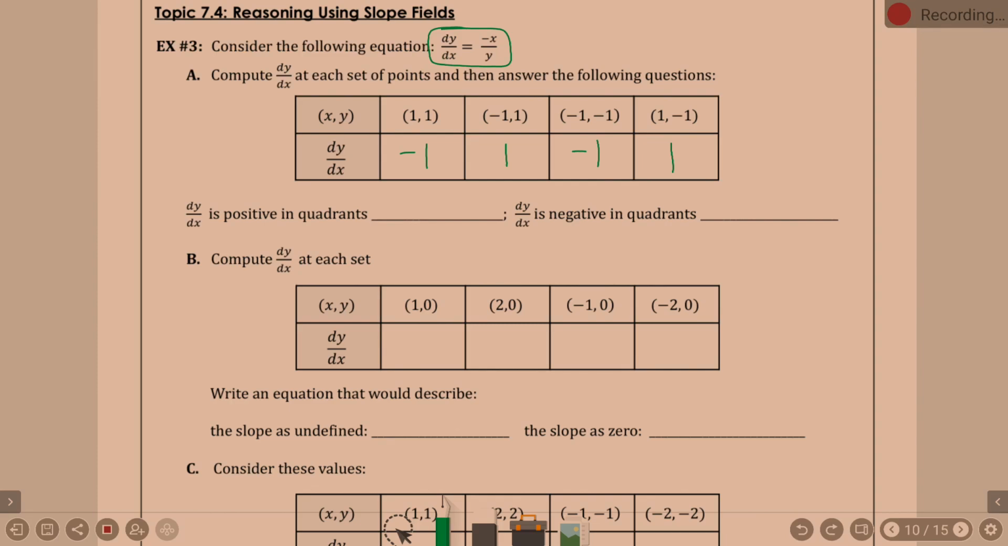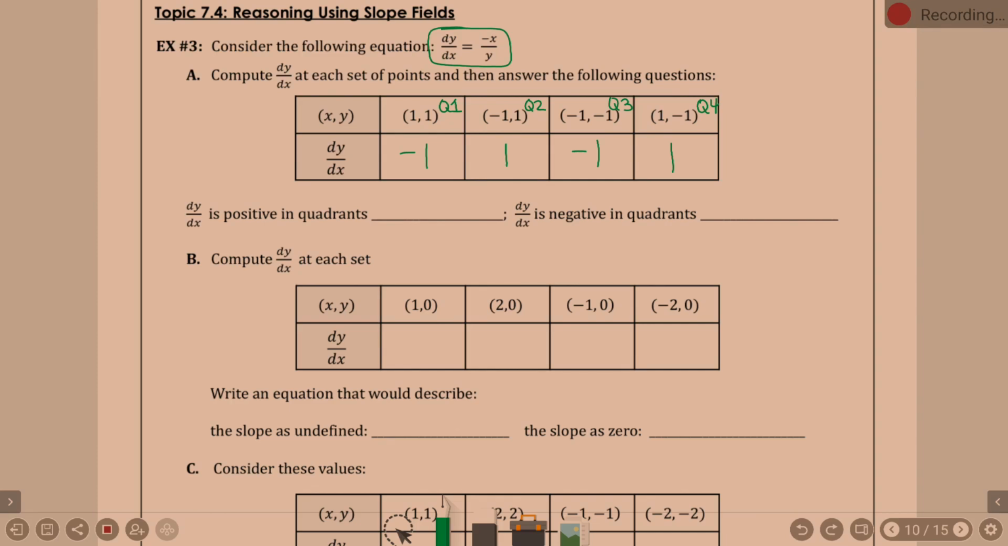1, 1 is what quadrant? Quadrant 1, yes? Right, 1 up 1. Where's negative 1, 1? It's going to be quadrant 2. Negative 1, negative 1? Quadrant 3. And 1, negative 1. Sorry, I need the labels there. That's going to be the easiest way for me to put it all together.